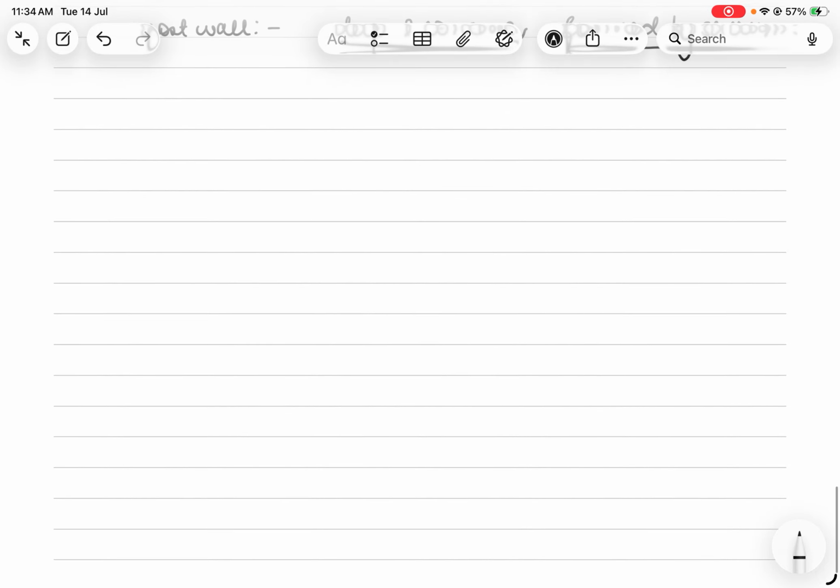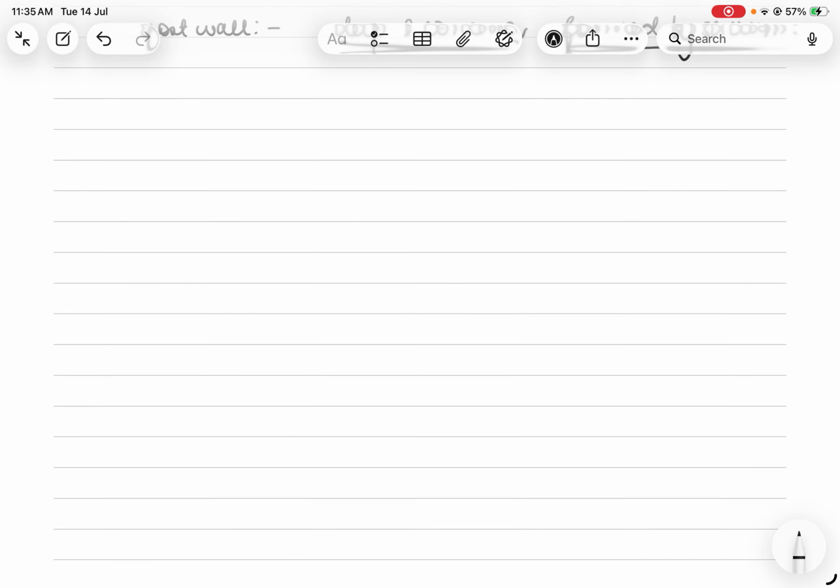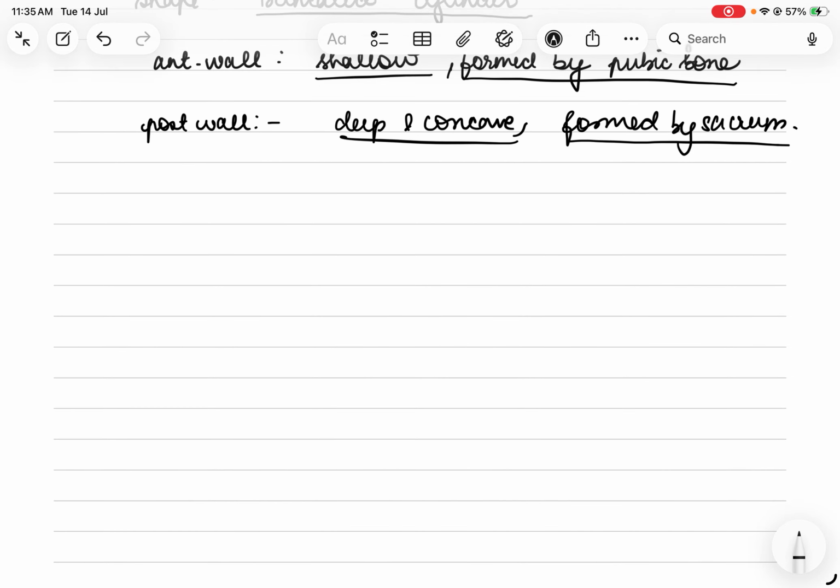Now we are going to study the cavity a little more. So the cavity has an AP diameter of 12 centimeters. The cavity of the pelvis has an anterior boundary made of the lower border of the pubic symphysis, and a posterior boundary formed at the junction of S2 S3 vertebrae. Lateral extent is till the obturator foramen. The AP diameter is 12 cm, which is the distance between anterior and posterior borders. Transverse diameter is 12 cm.